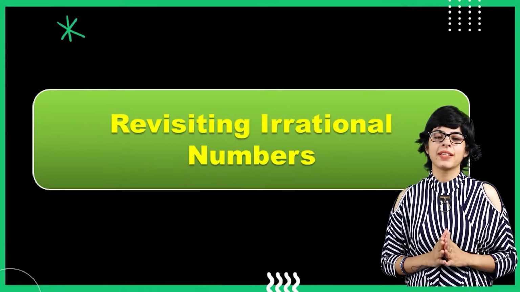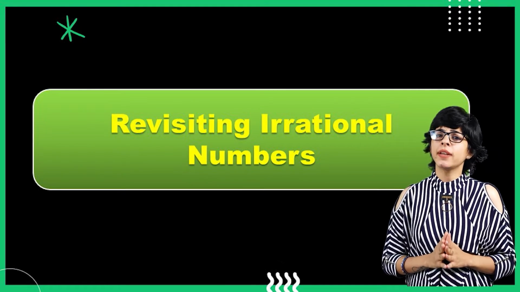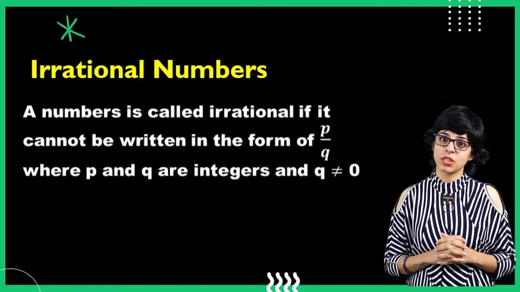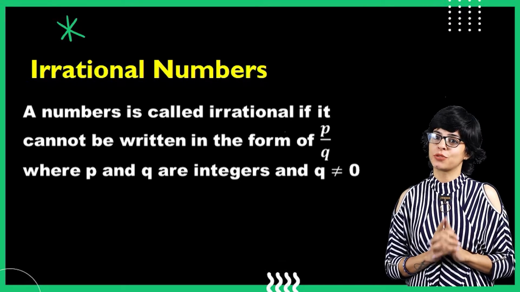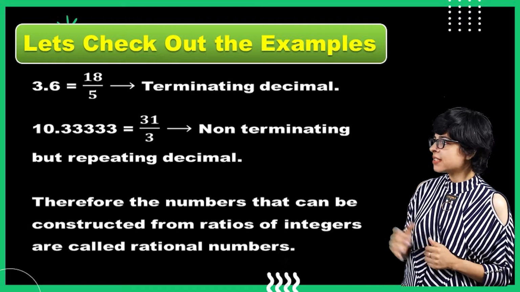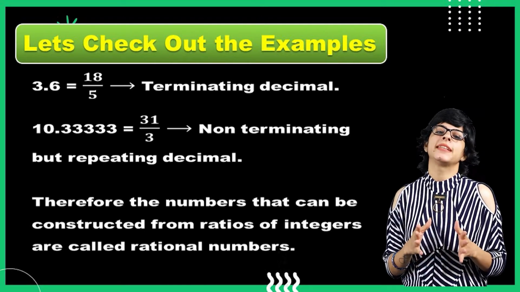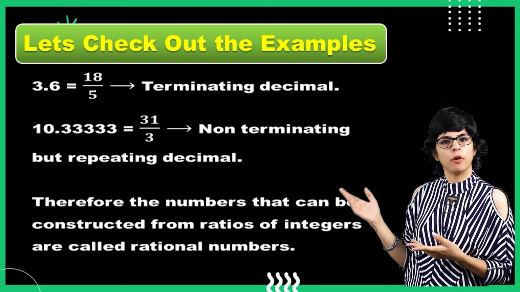A number is called an irrational number when it is not in the form of p upon q, where p and q are integers and q is not equal to 0. Let us look at these examples. The first example is 3.6 is equal to 18 upon 5. This is a terminating decimal, as we can write this in the form of p upon q.